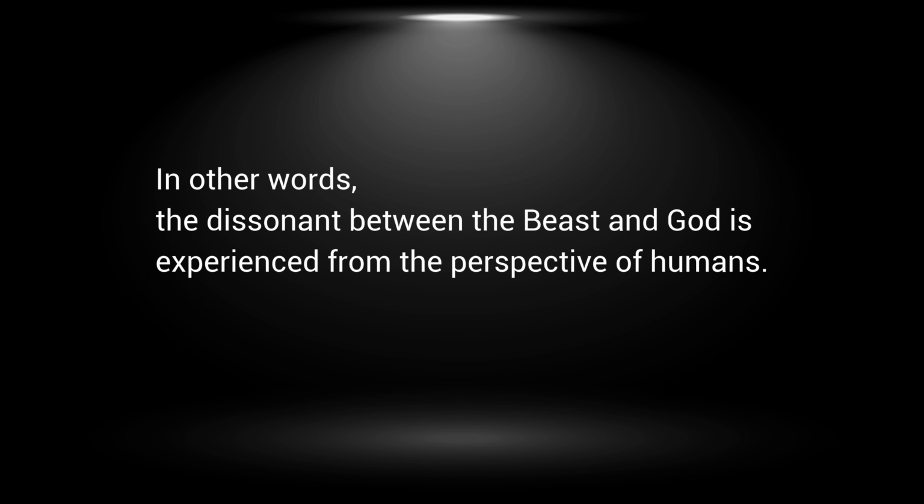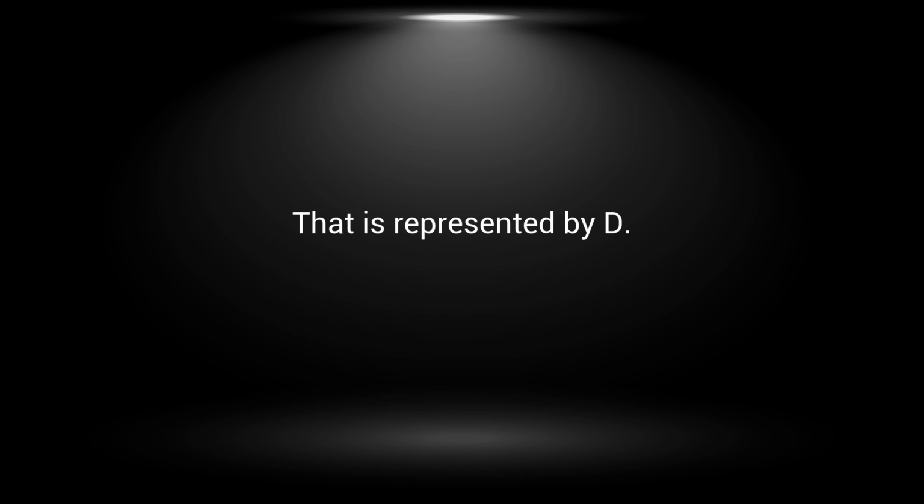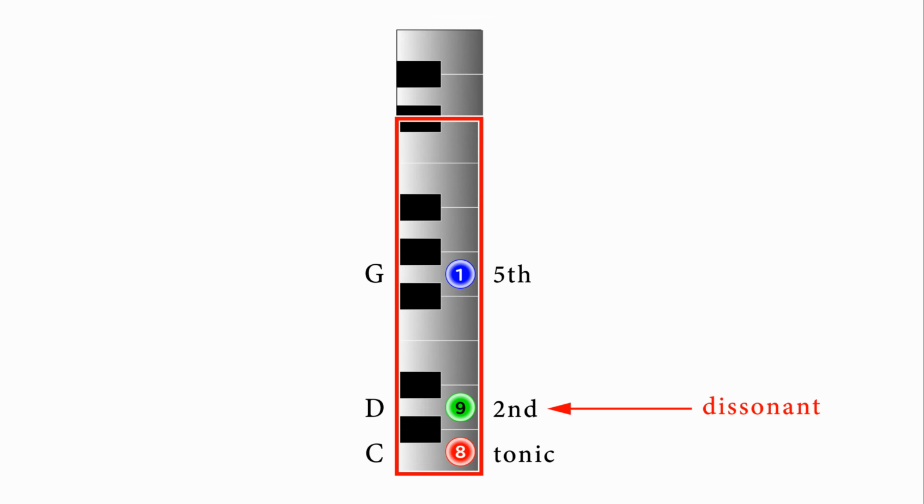In other words, the dissonance between the beast and God is experienced from the perspective of humans. That is represented by D. Related to this, the interval from C to D, which is a second, is one of the two dissonant intervals built on C. Type 9, which represents the perspective of humans, belongs to the instinctive center, but she tends to dissociate from the function of instinct, dissociating from the tonic. This dissociation represents out of tune, which creates dissonance.